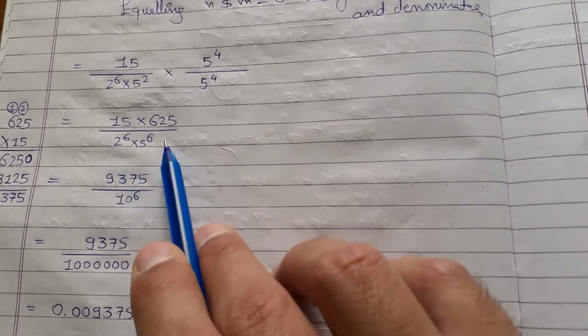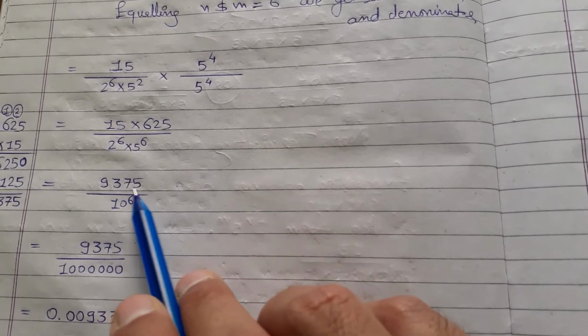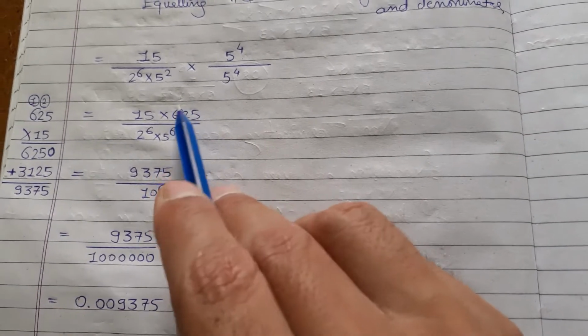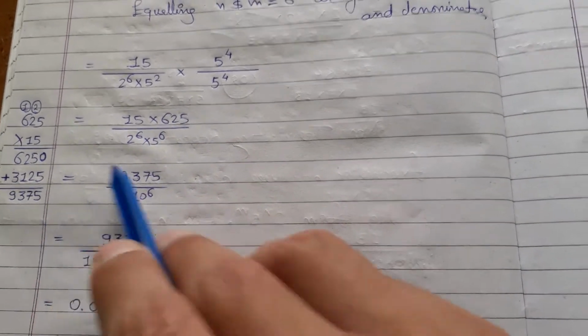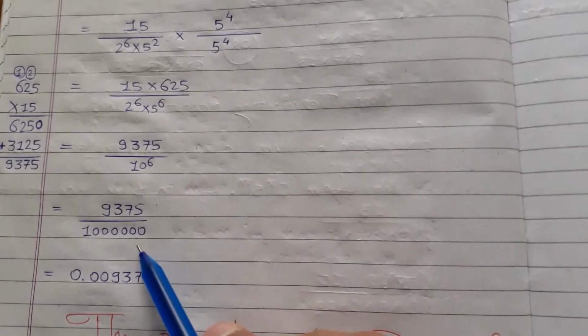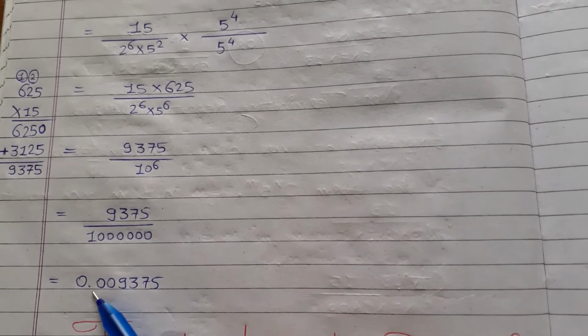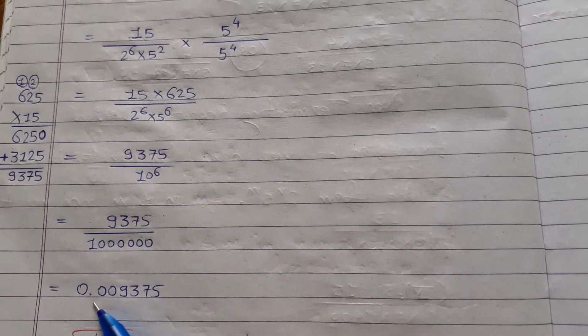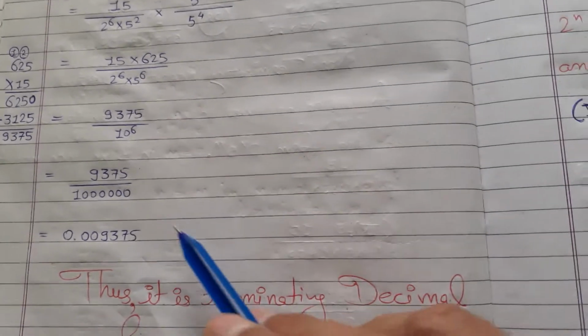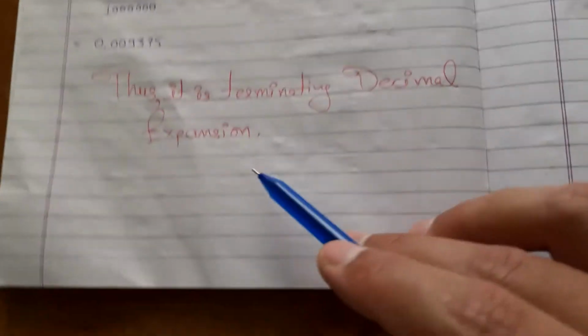So we are getting in the denominator 10 raised to 6. In the numerator we are getting 625 into 15, which is 9375. So 9375 upon 10 raised to 6: after the 1, 6 zeros will be there. When we put it in the decimal expansion we are getting 0.009375. So here it is a terminating decimal expansion.